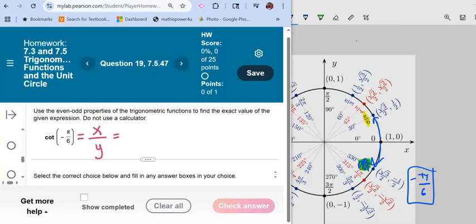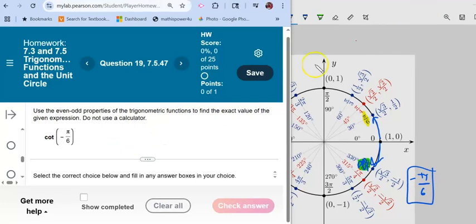So the x-coordinate here is the square root of 3 over 2, and then I divide by the y-coordinate. But if you recall, what we talked about earlier is I can flip and multiply. So the 2's cancel, and I get a positive square root of 3 divided by negative 1. That's a negative square root of 3. And that's what I get for my answer. So negative square root of 3 is the value of cotangent.